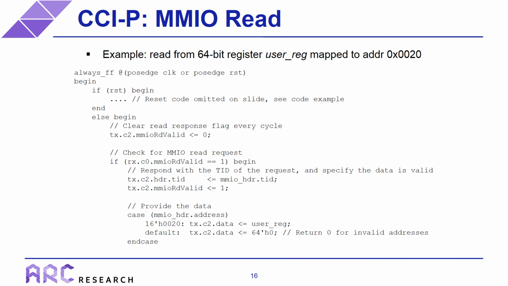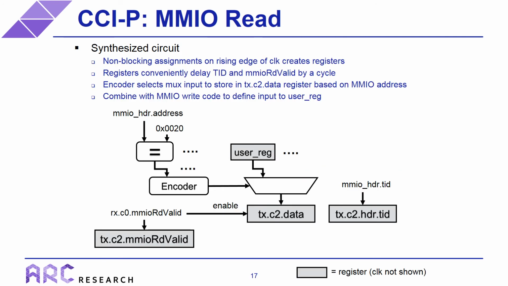So if your AFU is capable of handling reads within a cycle, this is basically all you have to do, and you can extend it to as many registers as you want just by adding more addresses to the case statement. So again, we should always try to understand what gets synthesized for a given piece of code. So that is what this slide looks at here.